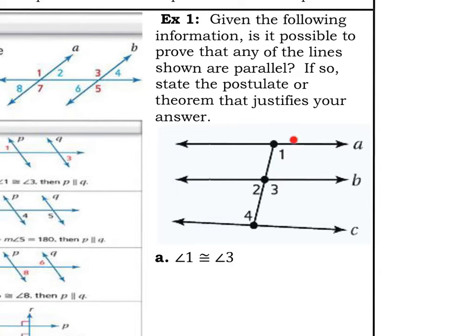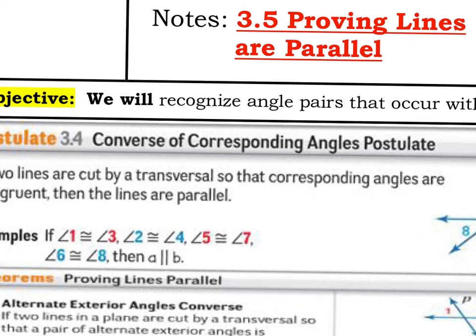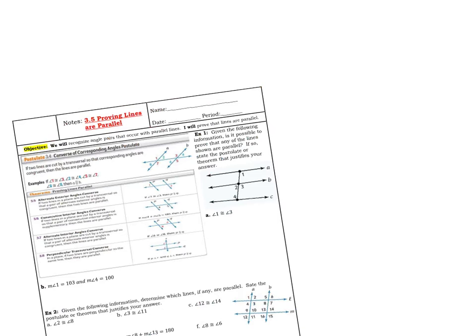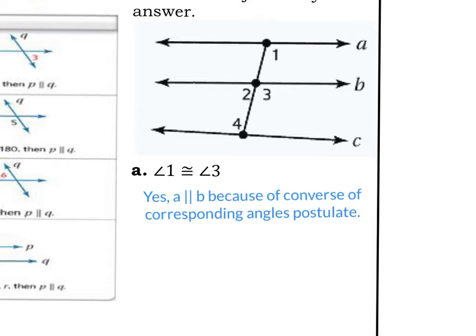So if you look at lines A and B, angle 1 would be interior and angle 3 would be exterior, and they're on the same side of your transversal line here, making them corresponding angles. And so if corresponding angles are congruent, then you can use the converse of the corresponding angles postulate, stating that therefore your lines are parallel. And so in this case, lines A and B would be parallel. And that's basically all you need to know for this example, really.